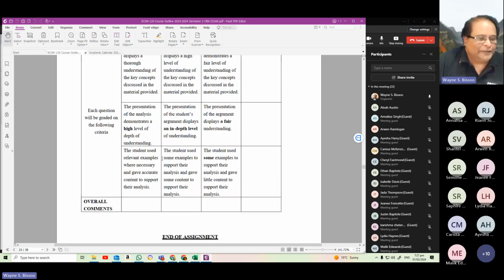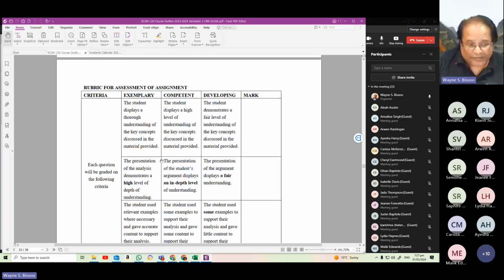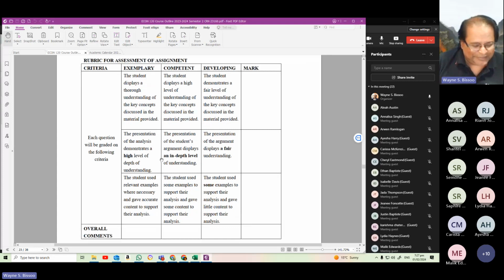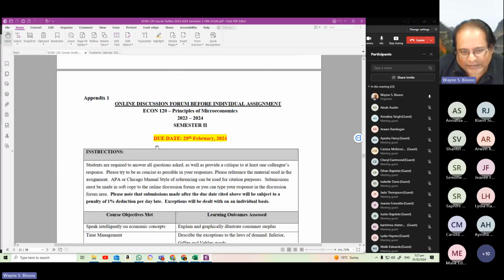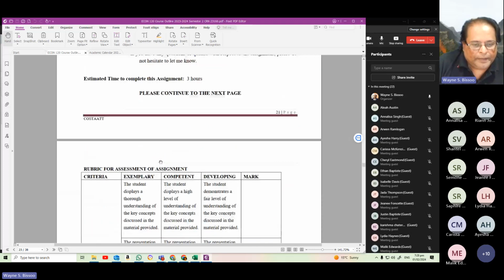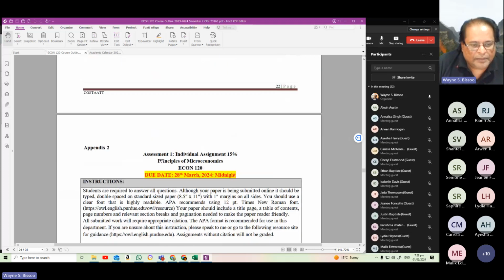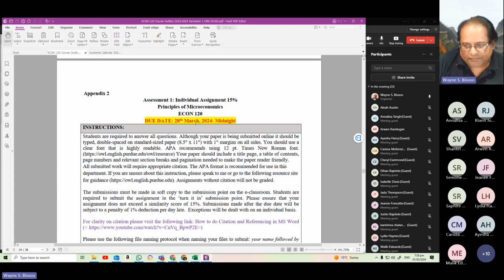That's the end of that first assignment. Notice this is only 5%, so don't hurt your head, okay? And trust me, if you miss this deadline of the 29th of February, I'm not going to kill you. Just go ahead and do your posting. Now let's go to assignment 2, which is the individual assignment. This one is for 15%. Its due date is the 28th of March, so this is the following month.